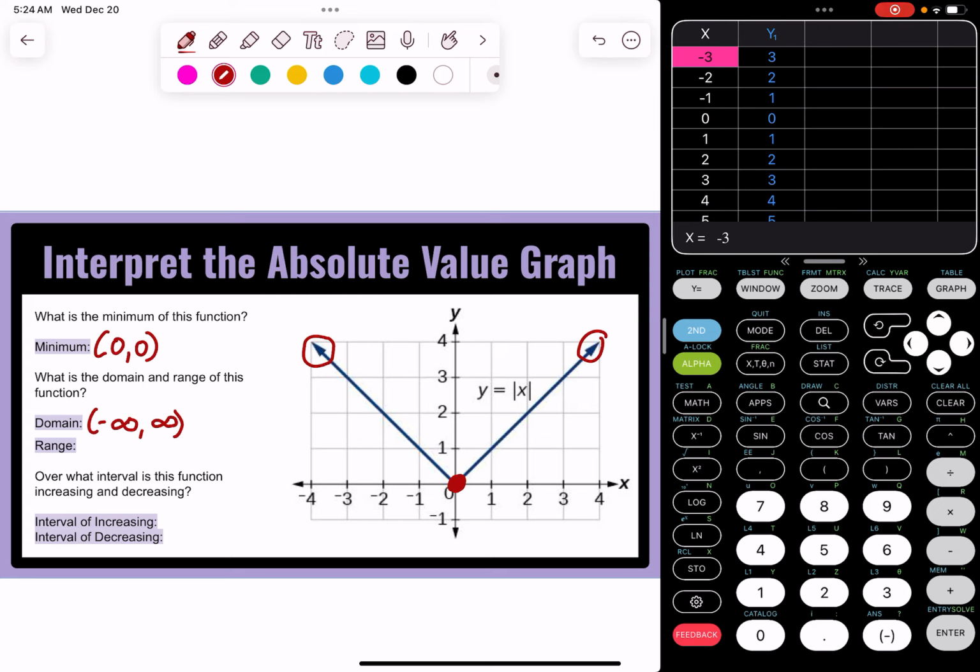Now let's talk about our range. The lowest point we have on our graph, the lowest the graph ever goes, is 0. That's an actual point, so we put a square bracket. And how high does it go? It's going up to infinity.